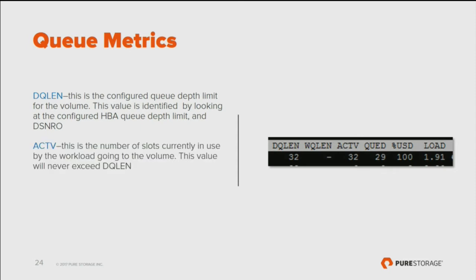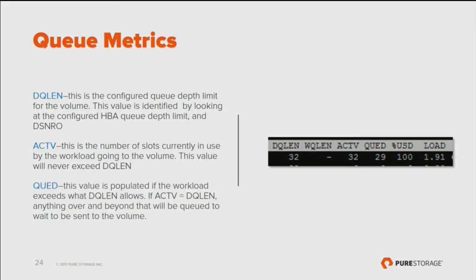There's another metric called ACTV, active. This is how many outstanding IOs are currently going against that device. This will never exceed DQLEN, right? Because DQLEN says how many active IOs can be there, and active says how many are actually active. If there are more than DQLEN, they go into queued. Queued is how many IOs are waiting for a slot to open up in DQLEN.